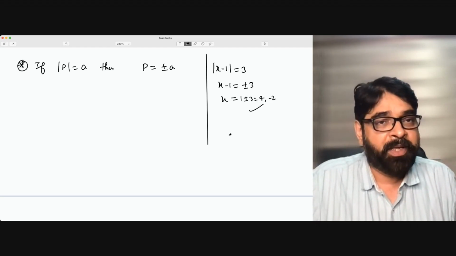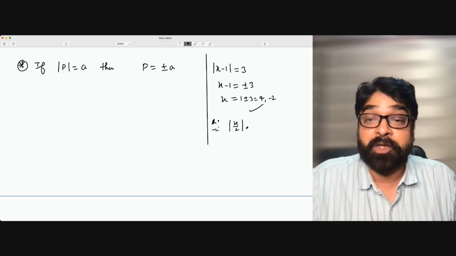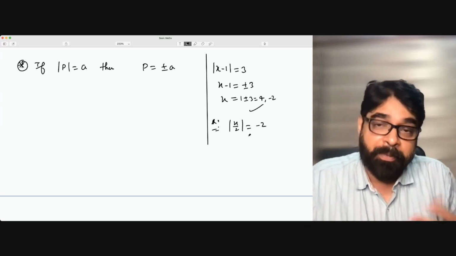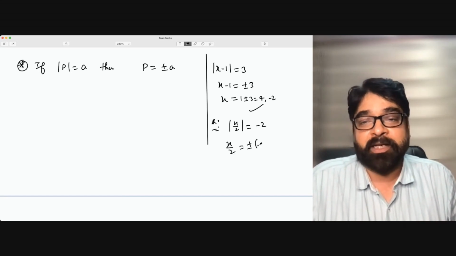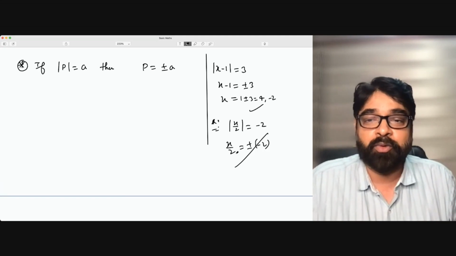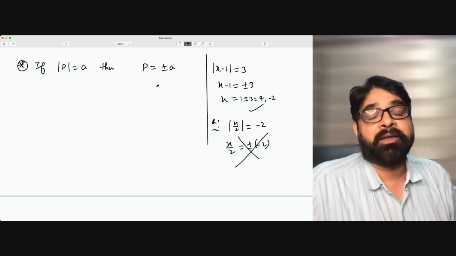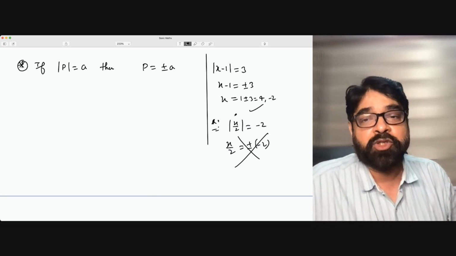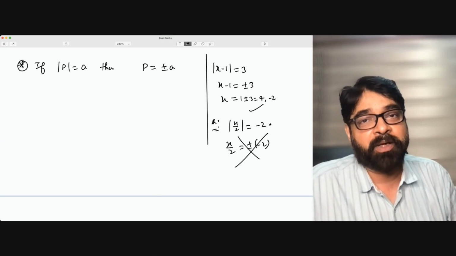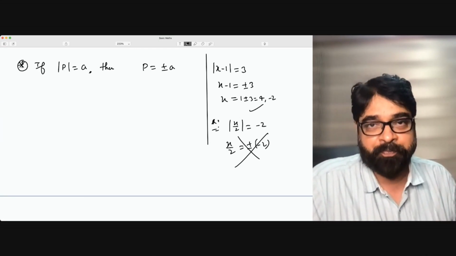Very much correct. But suddenly, suppose somebody asks you, find x if mod of x by 2 equals minus 2. Here also people do overthinking: x by 2 equals plus minus minus 2, and then you go totally wrong. Always remember, every formula has some condition. It's common sense. They're asking for x such that the magnitude of x by 2 is minus 2, which is impossible. So this will be valid only when a is positive.